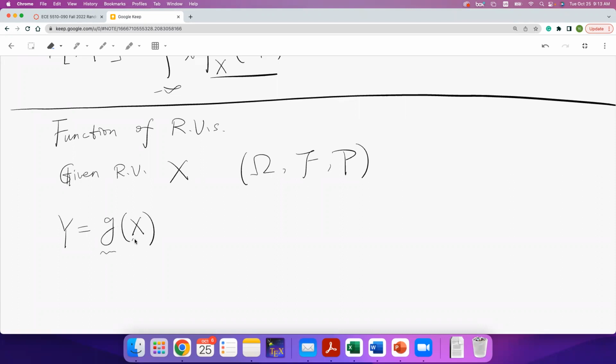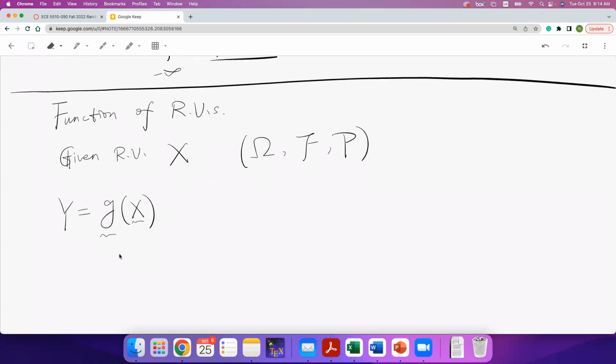Basically, any realization of this random variable x is a real number. This real number is fed into this function g, and this function g will output another real number. So the relation is that any outcome omega will give us x omega, the random variable evaluated at this outcome, and this is a real number. And this realization of the random variable is fed into g. So we have g of x omega, and this is defined to be the random variable y.